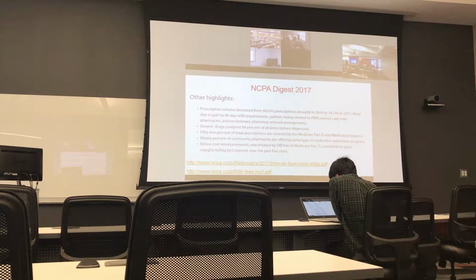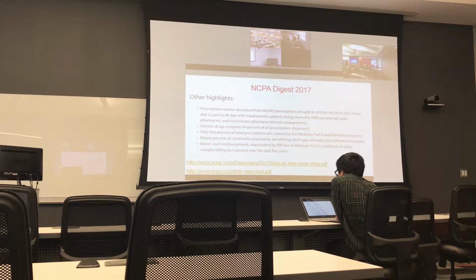52% of total prescriptions are covered by Medicare Part D and Medicaid programs. And what do you think will happen with that in the future? Stay constant, go down, go up? What do we know about, is any section of the population aging? Baby boomers. I can relate to that. So, yes, it's true, we're getting older.